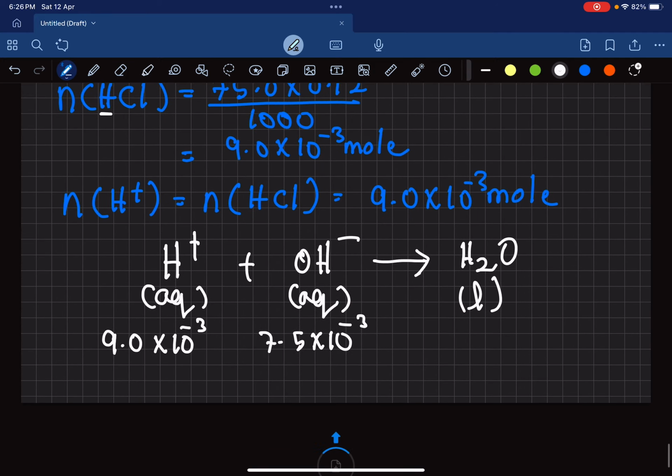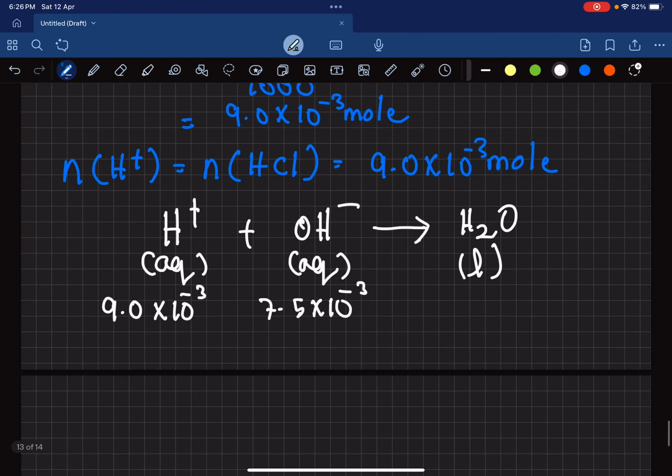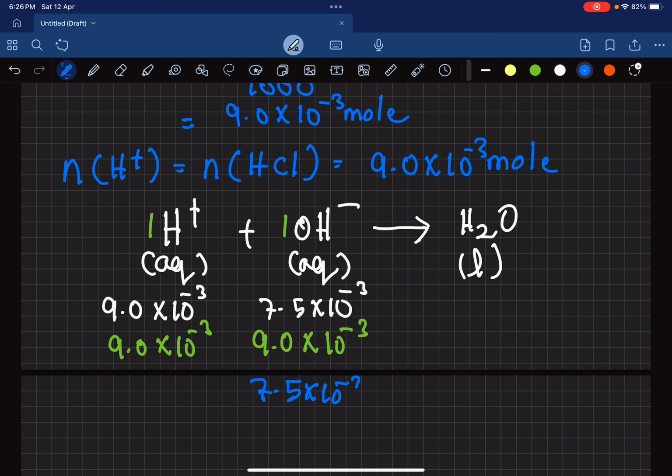Now, what I want you to know is, can you see that the ratio is supposed to be 1:1, correct? So if this is 9.0 times 10 to the power of negative 3, this should be 9.0 times 10 to the power of negative 3. Yes or no? It should be. But it's not. It is only 7.5. So if this was 7.5 times 10 to the power of negative 3, this should also be 7.5 times 10 to the power of negative 3 for a complete reaction. Complete reaction, that means completely neutral.